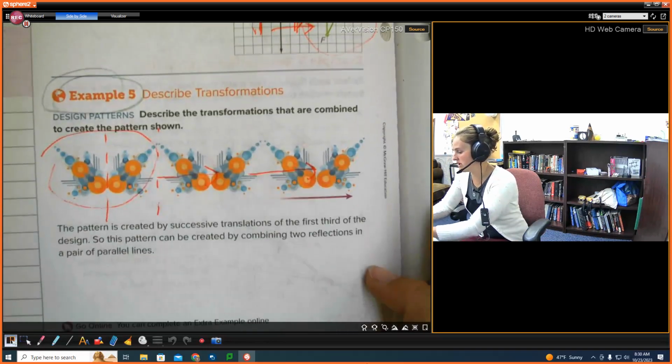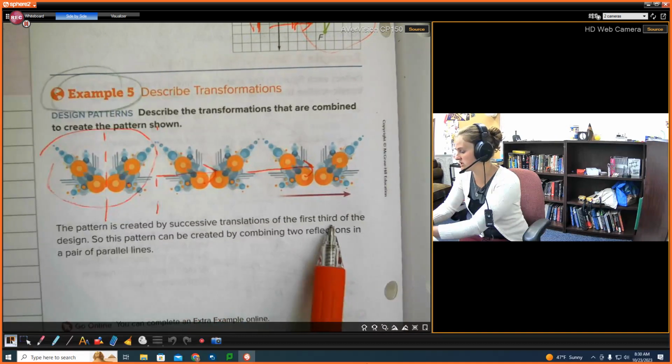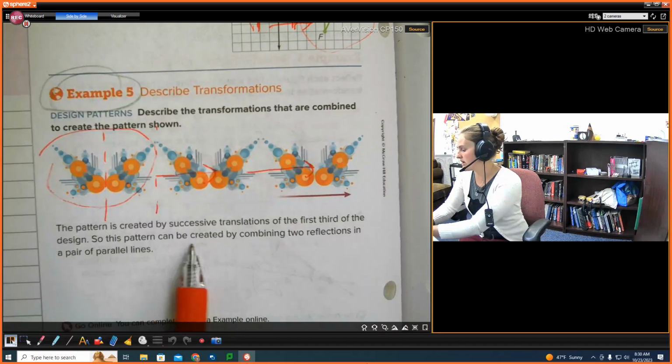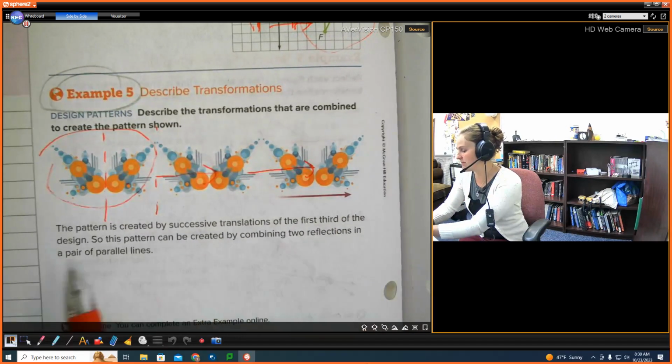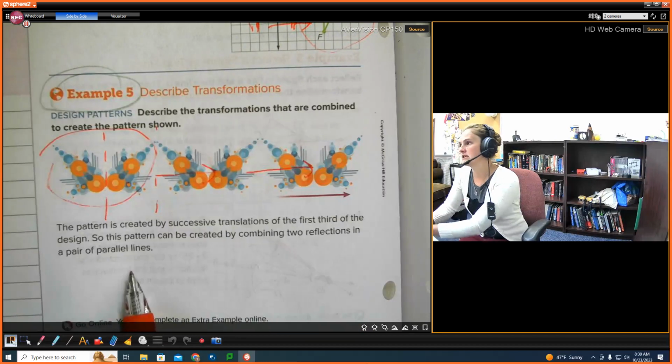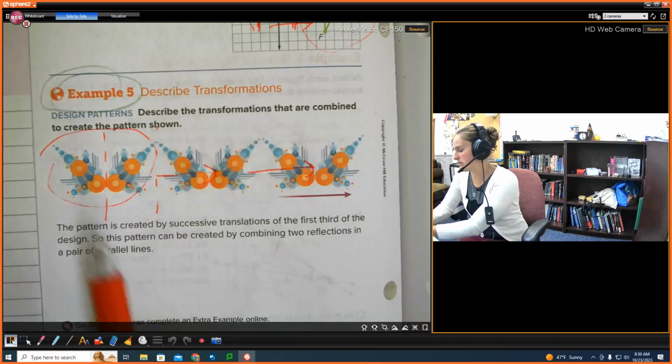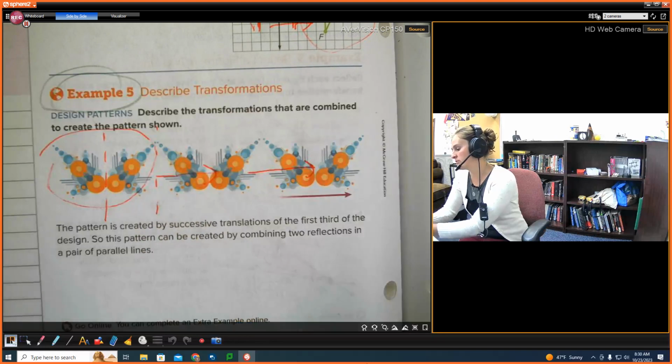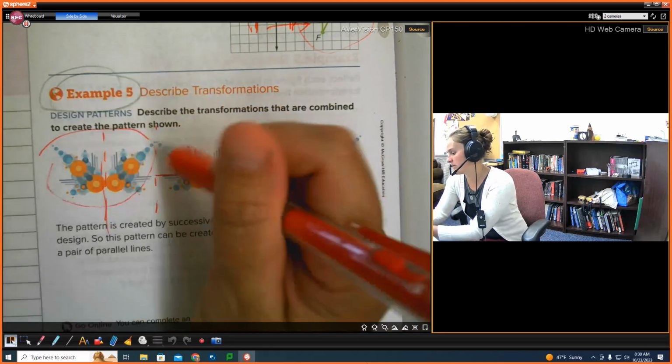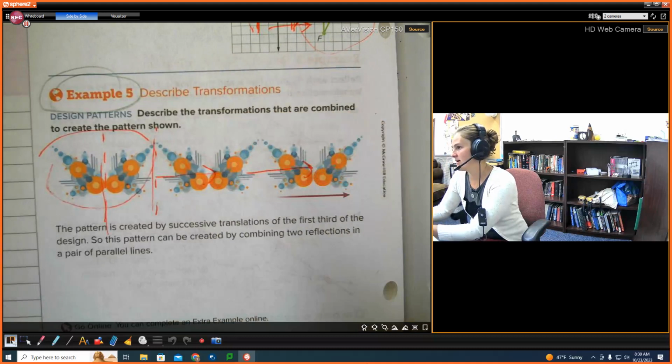So the pattern is created by successive translations of the first and third design. So this pattern can be created by combining two reflections in a pair of parallel lines. So we just said it could either be reflections or translations, which is because they're being reflected over parallel lines.